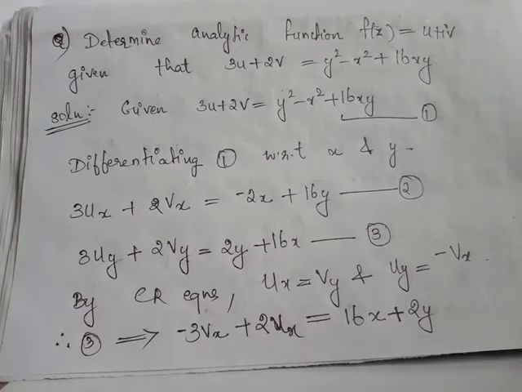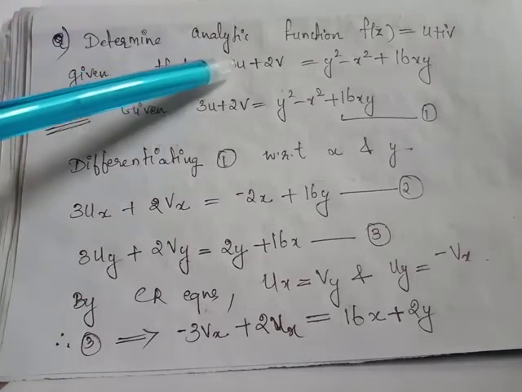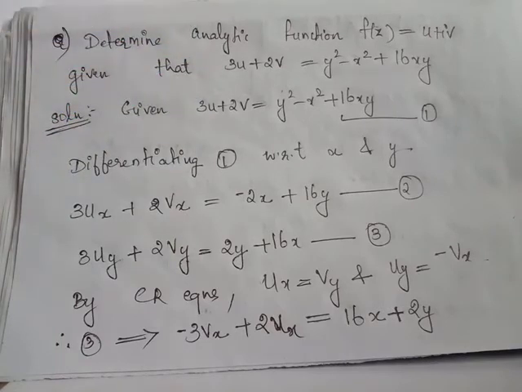In this question, we are given a relationship connecting u and v. We don't have the well-defined expressions of u and v, but still we can find out the corresponding analytic function. We number the given relation as equation 1. We partially differentiate equation 1 with respect to x, treating y as constant, so that we obtain equation 2. After that, we take the partial derivative of equation 1 with respect to y, treating x as a constant, and we obtain equation 3.